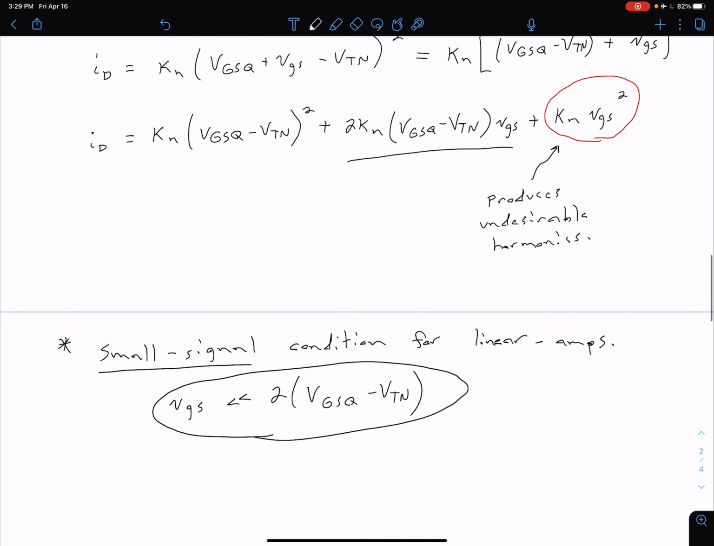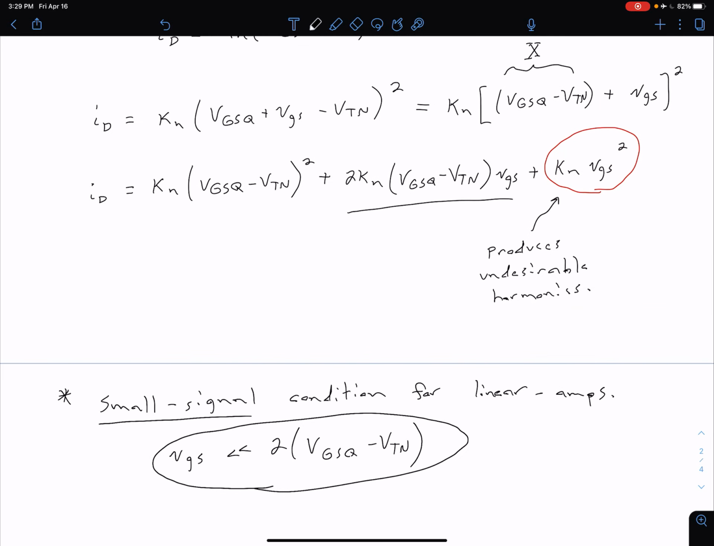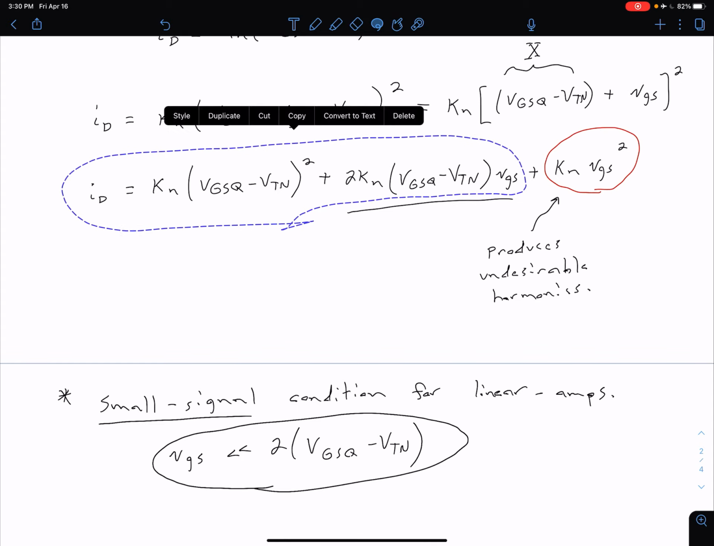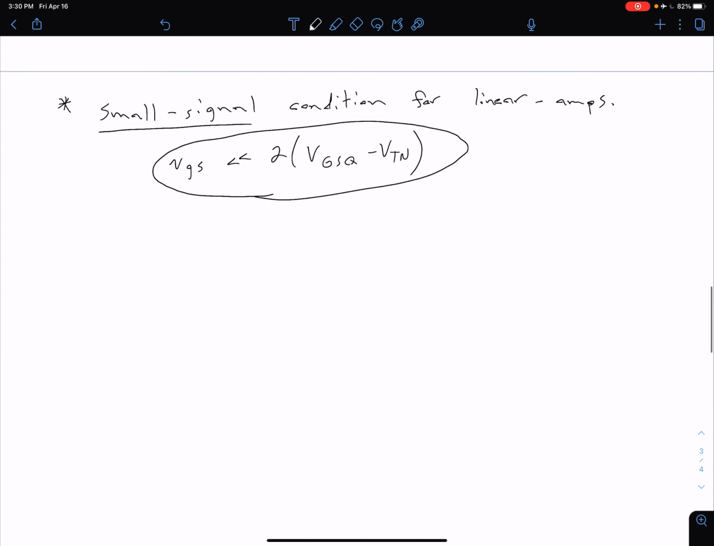Okay, so for most practical cases, we're going to design for that, so we can neglect that third term. Let's say we're just going to neglect that so we can look at just these first two terms. So let's copy this and bring this down here.